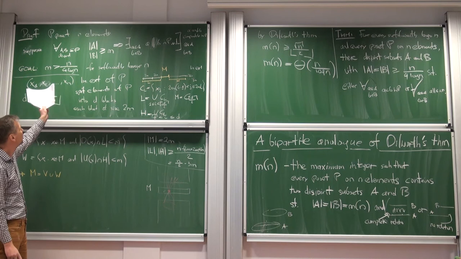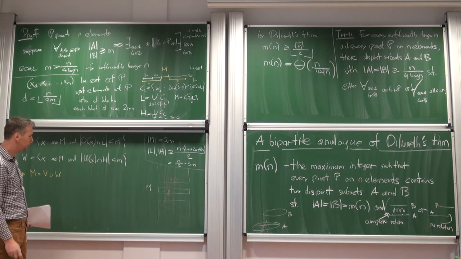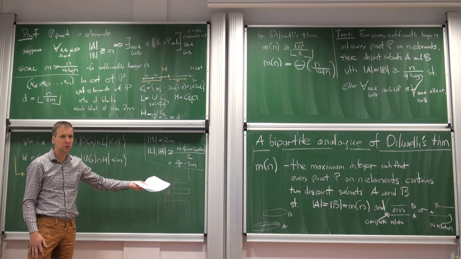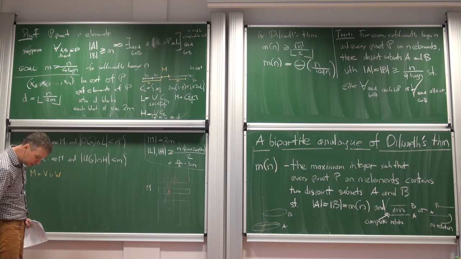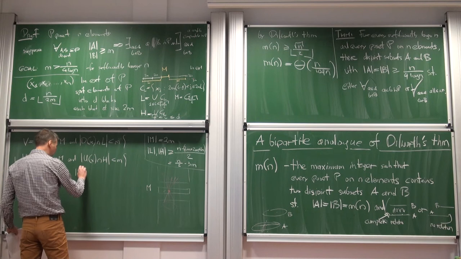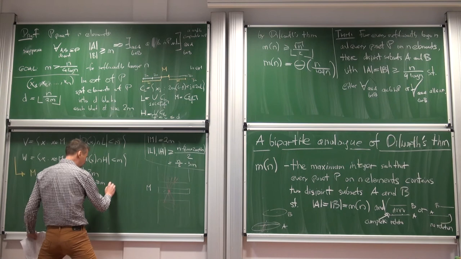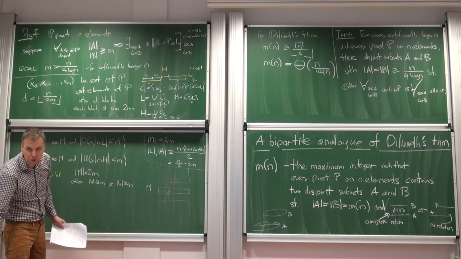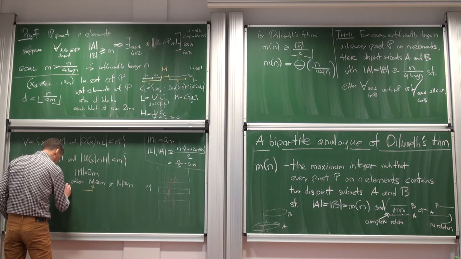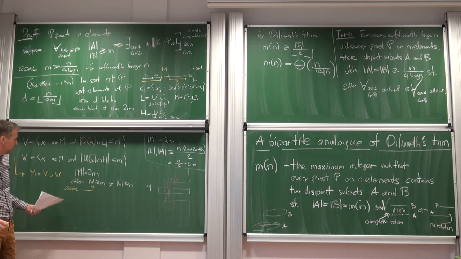So with this assumption on the way, we don't see an element which is neither in V nor in W. So this way we actually know that since the size of M is 2M, one of these sets is at least M. So either the size of V is greater than M, or the size of W is greater than M. And for the remainder of the proof, we will assume that this is true. The proof goes absolutely analogously for the other case. We most likely have to take the dual poset.